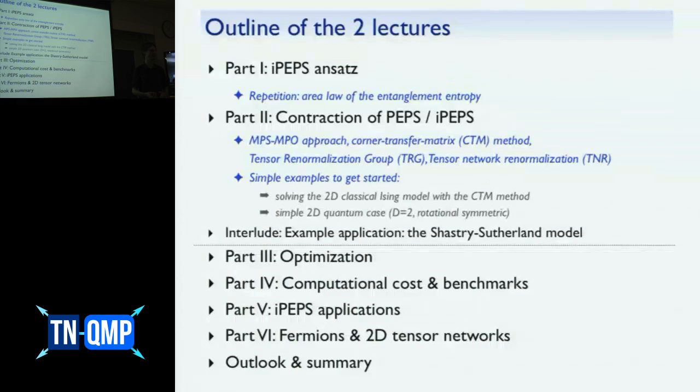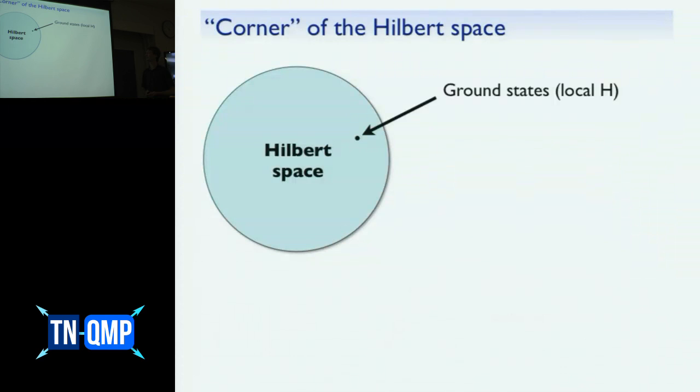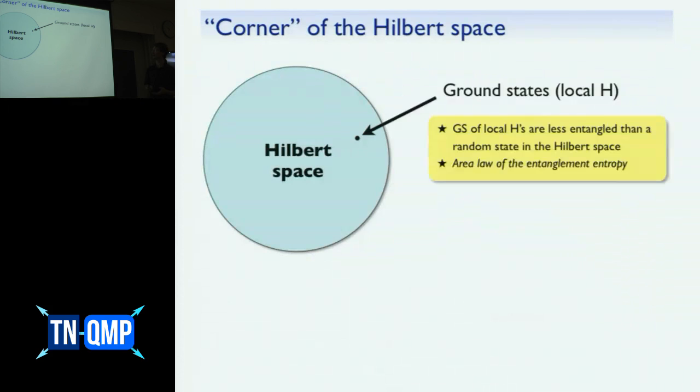Let me start with the iPEPS ansatz, and just very generally, as you know, we're interested in ground states of local Hamiltonians, which are really special. If this is your entire Hilbert space, then we are interested in this small corner of the Hilbert space. And what makes these states really special is that they're much less entangled than a random state in your Hilbert space.